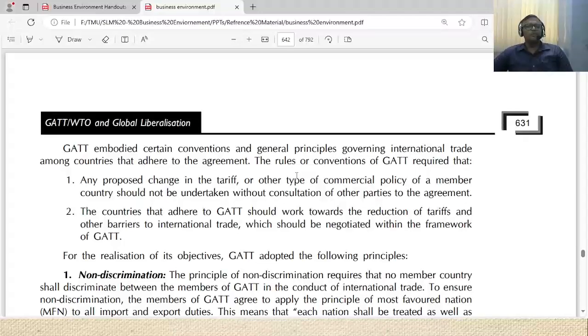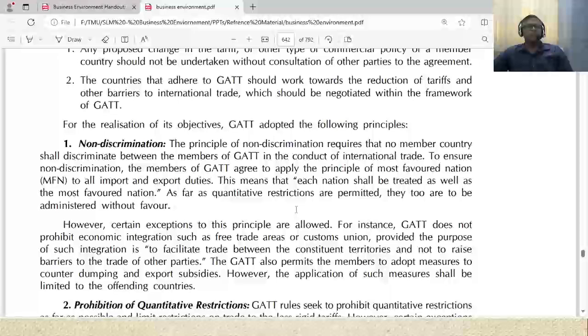For the realization of the objectives, the GATT adopted the following principles. First, non-discrimination. The principle of non-discrimination requires that no member country shall discriminate between the members of the GATT in the conduct of international trade. To ensure non-discrimination, the members of the GATT agreed to apply the principle of most favored nation (MFN) to all import and export duties. This means that each nation shall be treated as well as the most favored nation as far as the quantitative restrictions are permitted. They too are to be administered without favor.